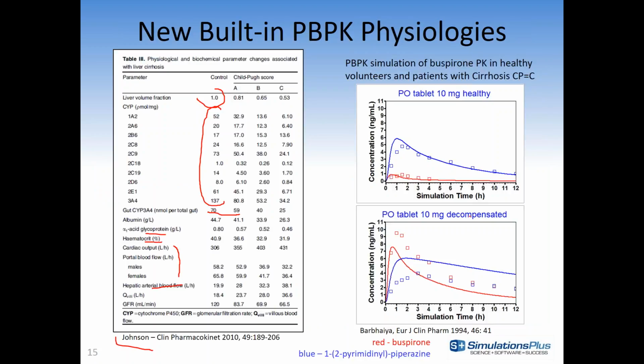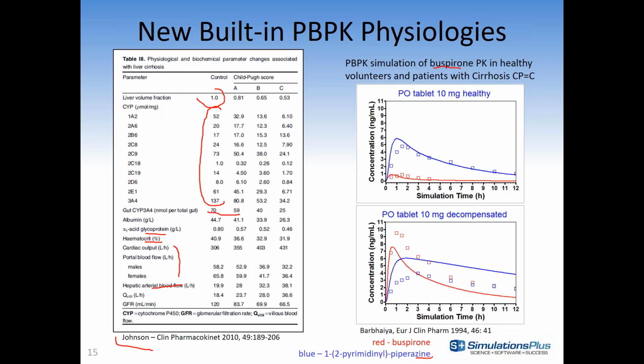And these two plots are showing a brief validation on at least one of the compounds, buspirone, where we were able to find a nice set of data in the literature showing the PK for buspirone and one of its metabolites in healthy subjects as well as in subjects with decompensated or late stage liver cirrhosis.